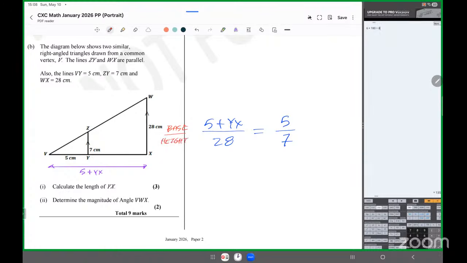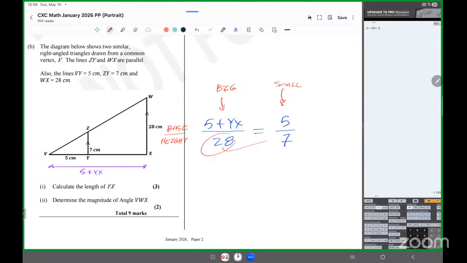So base over height on the big, this is on the big, equal base over height on the small. But understand that? I could have used height over base if you want, but I like when the unknown that I'm trying to find is on the top of my fraction. That's how I started, because transposition is easier. So we're transposing to find the YX now.